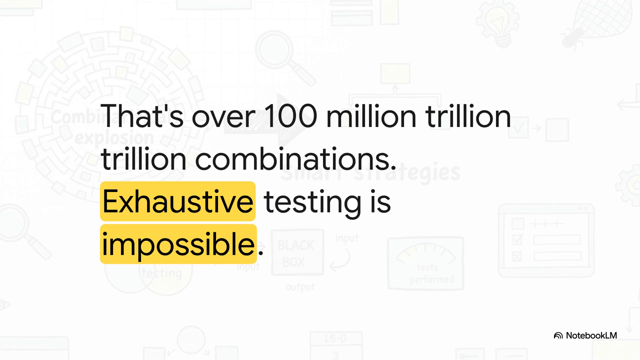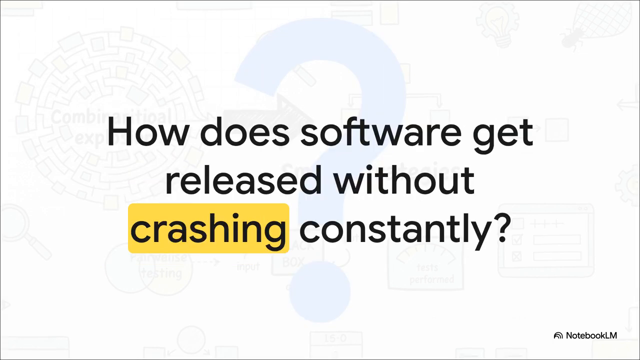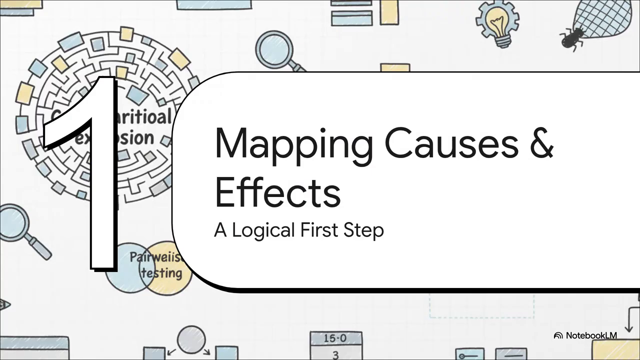There's just no way. Which leads to the big question, right? If you can't test everything, how does any piece of software ever get released without just falling apart all the time? How do you find the bugs that actually matter? Well, the answer isn't about working harder. It's about working smarter.